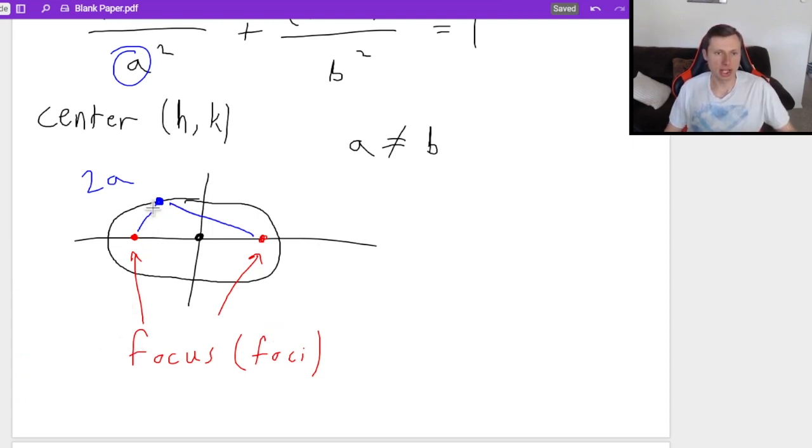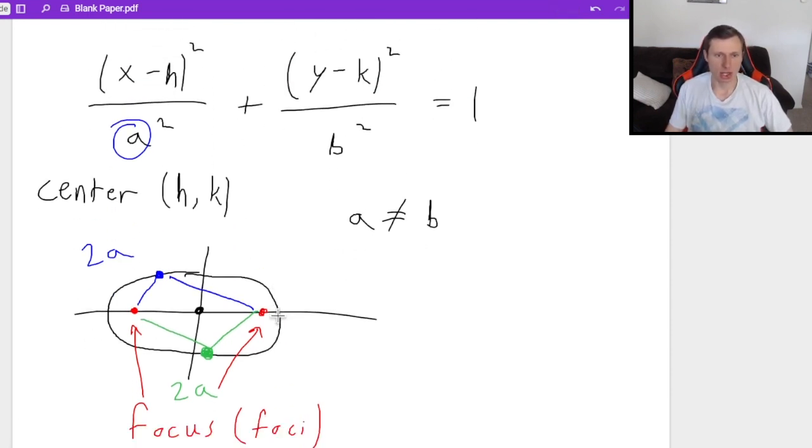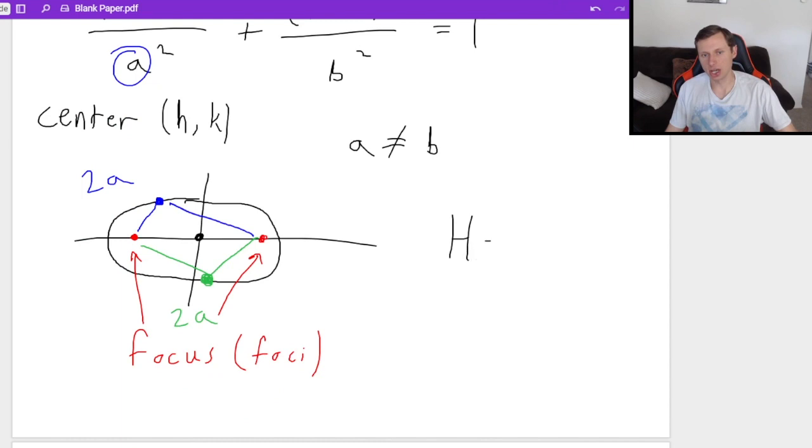So like I just said, those two distances added together are 2a. If I choose another point at random, let's say that point right there, and I draw two green lines, one to each focus, and I add the two green lines together, if I had a ruler, then I would get 2a again. The distance is always the same between the foci. And that's only true at the foci and no other point on the ellipse, which is why it has a special name.